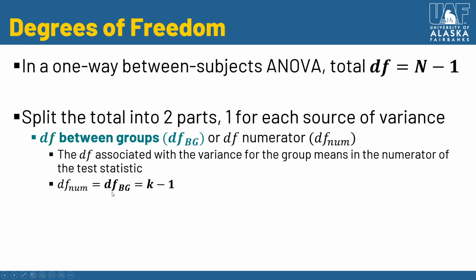And ultimately here, that number is simply k minus 1, so the number of groups minus 1. That is the degrees of freedom for the between groups portion of our analysis.